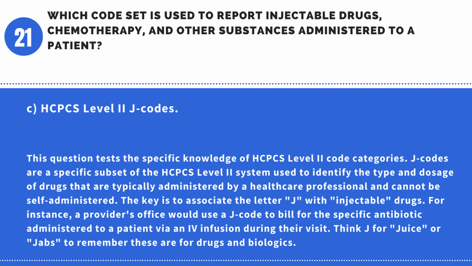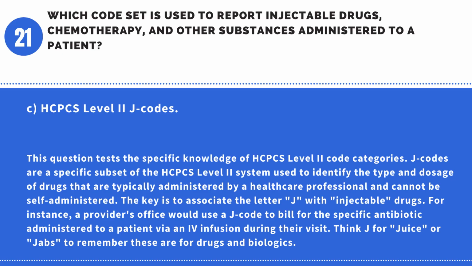Answer: C. HCPCS Level 2 J codes. This question tests the specific knowledge of HCPCS Level 2 code categories. J codes are a specific subset of the HCPCS Level 2 system used to identify the type and dosage of drugs that are typically administered by a healthcare professional and cannot be self-administered. The key is to associate the letter J with injectable drugs.